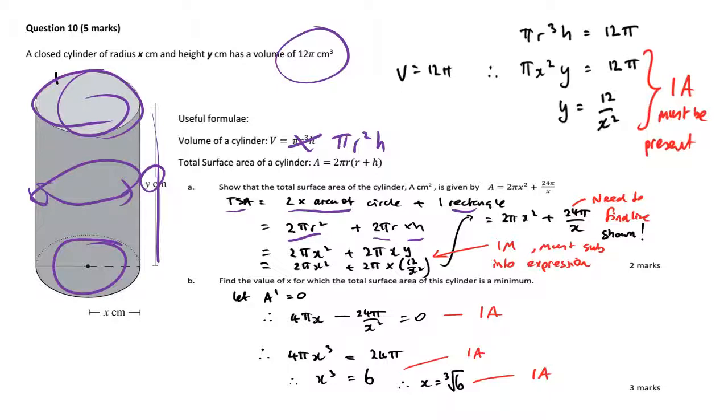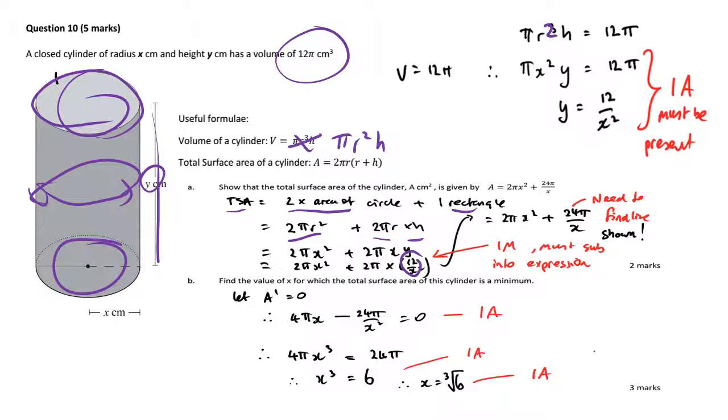So here we're going to make that pi r squared h equal to 12 pi. So pi x squared y is equal to 12 pi. We need to rearrange this. We cancel out the pi's and we get 12 over x squared. Once we've got our 12 over x squared, we sub it into here, and that leads us to the part that we're trying to show.